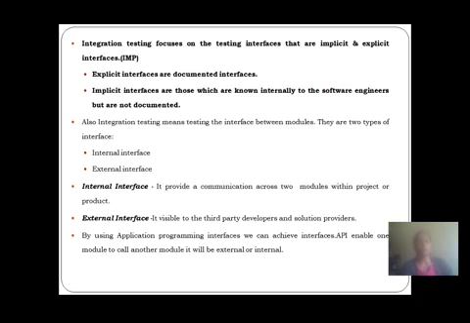For each and every phase a documentation is maintained, and that documentation provides communication across the two modules involved in the project or product development. So this is the internal interfaces. Now the next interface is the external interface. The external interface should be visible to third party developers and solution providers. So why is it required?